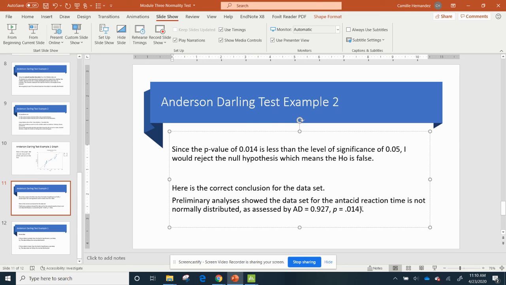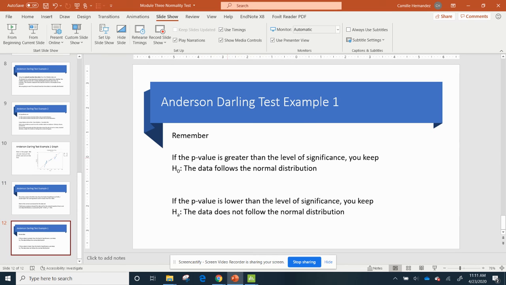Again, it's kind of closing the loop so that if I publish my work or present my work, I'm showing that I have my statistical background for it. So for this data set, preliminary analysis shows that the data set for the antacid reaction time is not normally distributed, as assessed by an AD of 0.927 and a p-value of 0.014. And in conclusion, remember, if the p-value is greater than the level of significance, you're going to keep the null, which means the data follows a normal distribution. If your p-value is lower than your level of significance, you're going to keep your alternative, which is the data does not follow the normal distribution.